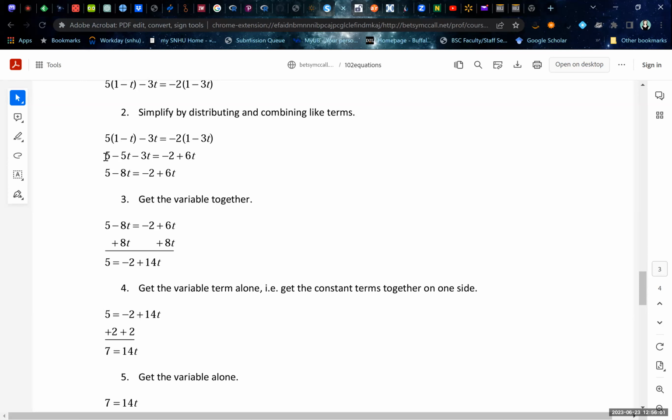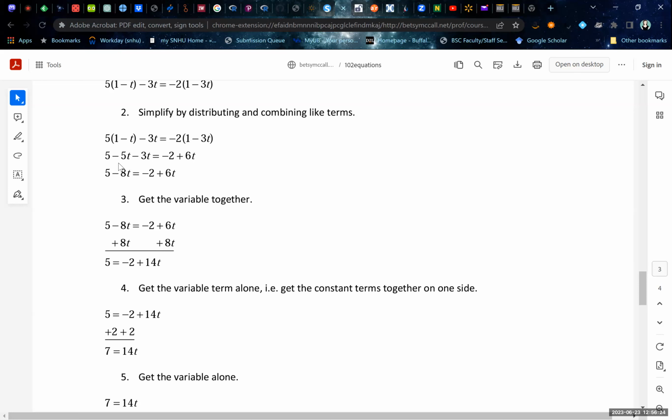So 5 times 1 is 5. 5 times negative t is negative 5t. The 3t is outside the parentheses, so I don't distribute the 5 there. I just keep it. Negative 2 times 1 is negative 2. Negative 2 times negative 3t is positive 6t. Don't forget that you're distributing that negative sign as well.